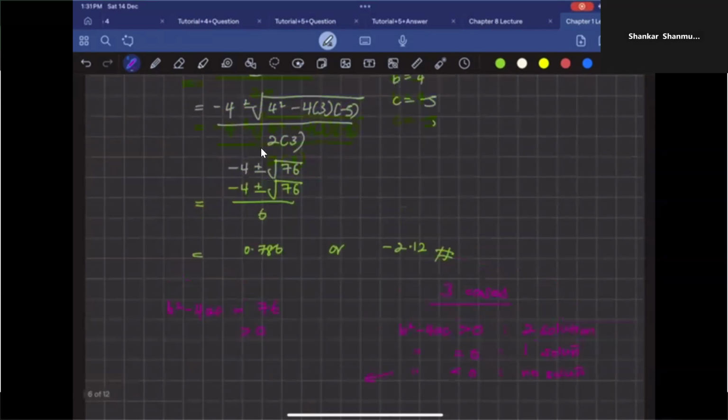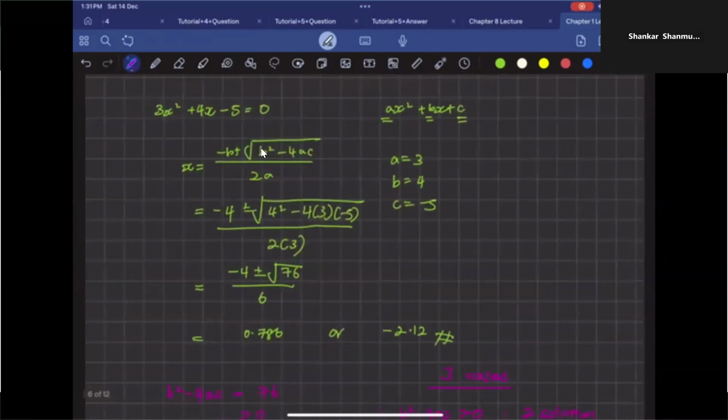So just to summarize, your first step: check if b squared minus 4ac is greater than 0. Then second, use the formula. As simple as that.